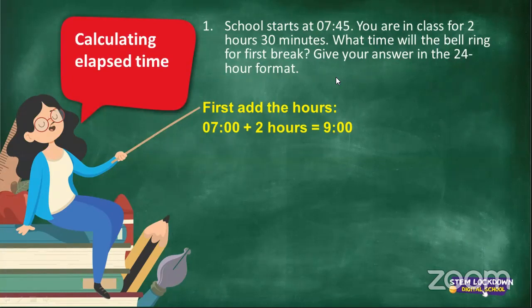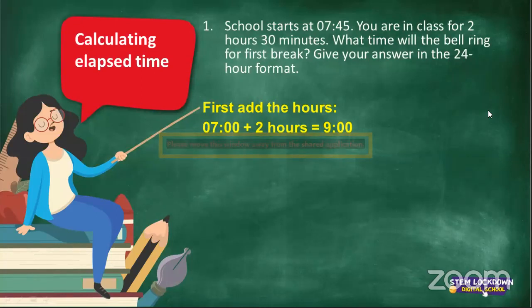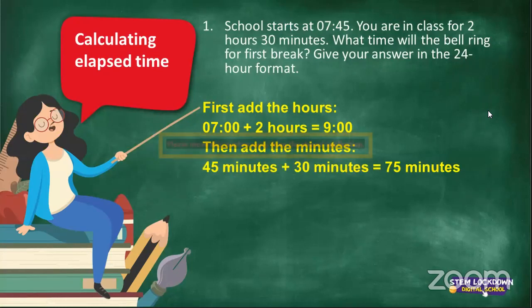Written in words, which is 2 hours and 30 minutes. So now, this is when we are adding the calculations. First, we add the hours, which is the 0700, because we are just adding the hours. So you could just say the 7 plus the 2 hours, which is going to be 9 hours. Then we add the minutes. To add the minutes, it's 45 minutes plus the 30 minutes.